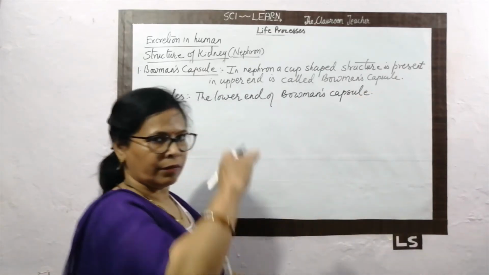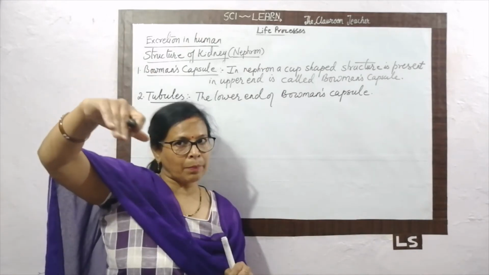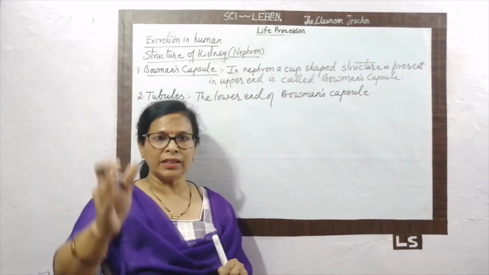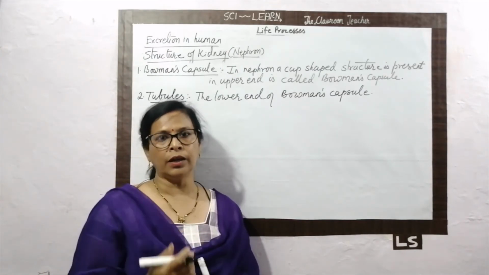When the tubule comes down, it is called the descending tubule. When it goes up, it is called the ascending tubule. And this V form of the tubule is called the Henle's loop, as we saw in the diagram.